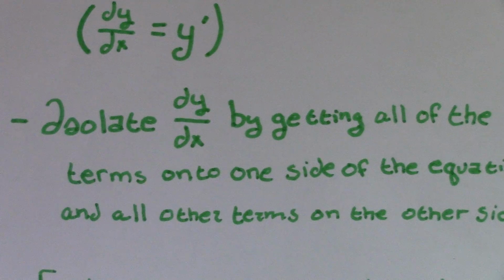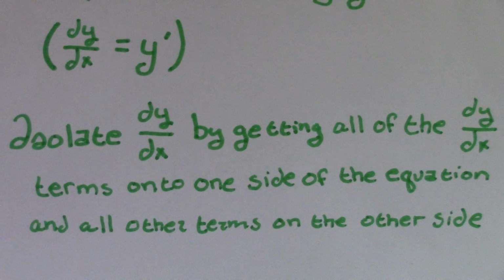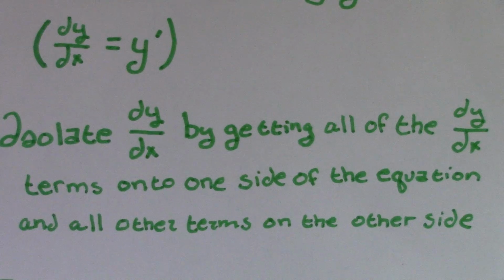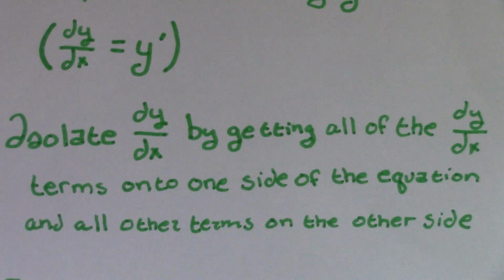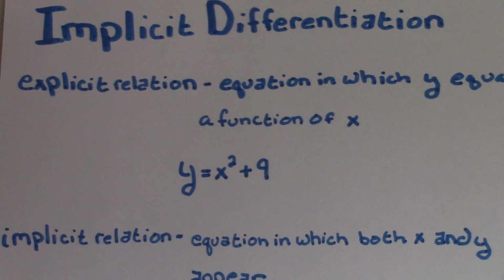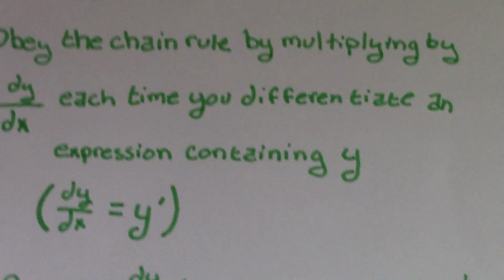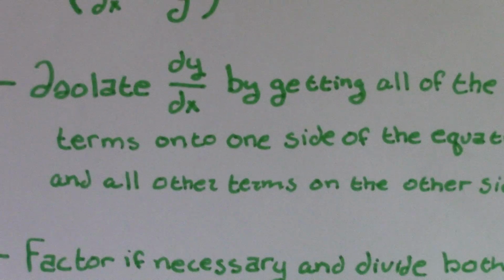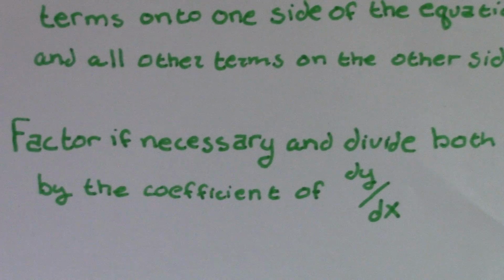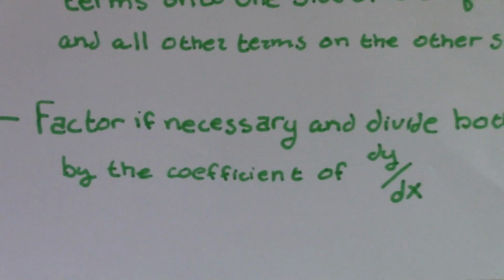Third, we isolate dy/dx by getting all of the dy/dx terms on one side of the equation and all other terms on the other side. So we're basically just solving for y prime, or dy/dx. Next we factor if necessary and divide both sides by the coefficient of dy/dx to find the final answer.